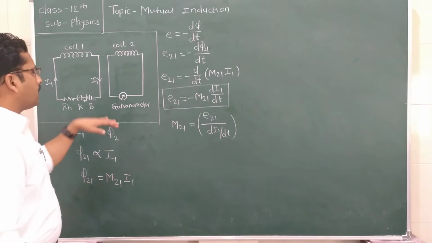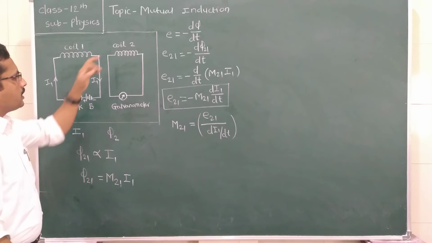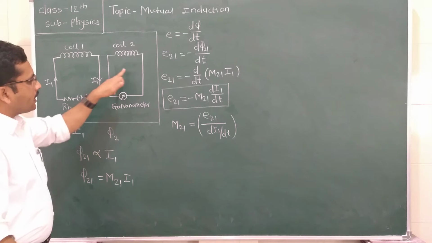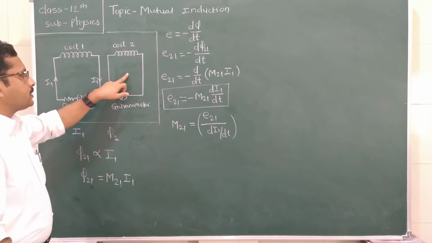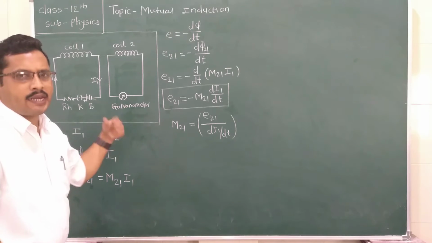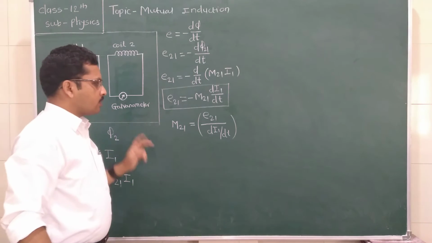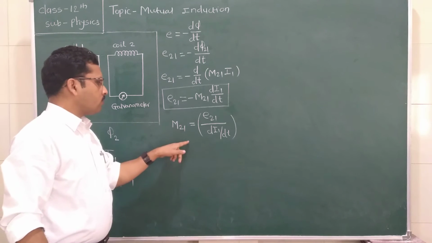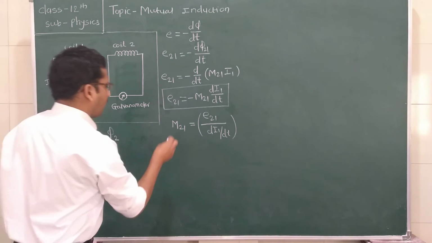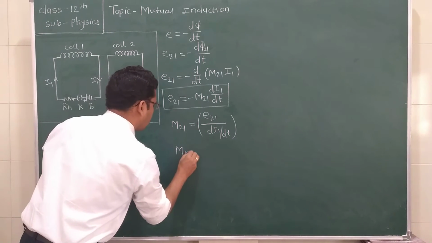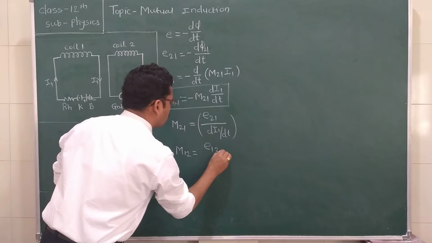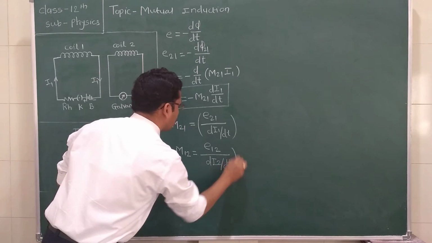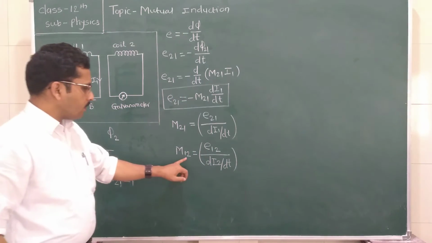Similarly, if the effect is reversed, for example, some current I2 is passing through coil 2, due to that effect the magnetic flux is developed in the first coil. So we can say that the mutual induction of the first coil due to the second coil can be written as M12 is equal to E12 divided by di2 upon dt. So what is this M12?